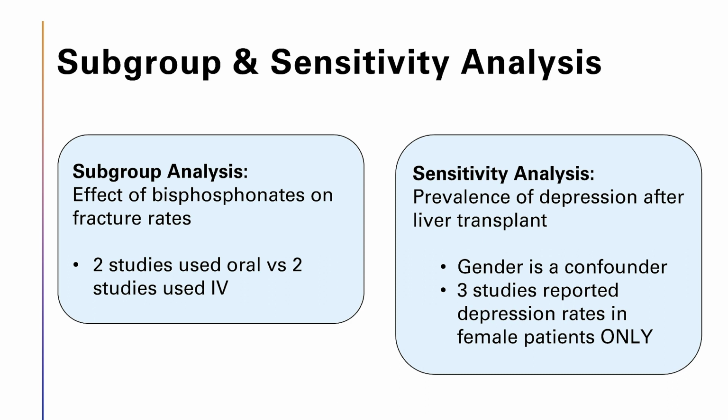In contrast, sensitivity analysis is performed to assess the robustness of the results by systematically varying different aspects of the analysis. By conducting sensitivity analysis, researchers can explore the potential sources of heterogeneity or bias in the meta-analysis. In the example on the right, there is a well-established association between female gender and depression in the general population. It is of interest to investigate whether this association holds true for liver transplant recipients. Thus, a sensitivity analysis can be conducted to calculate the prevalence of depression in female liver transplant recipients only.